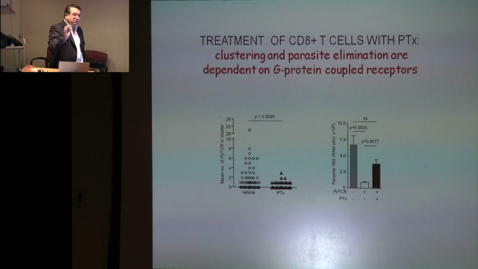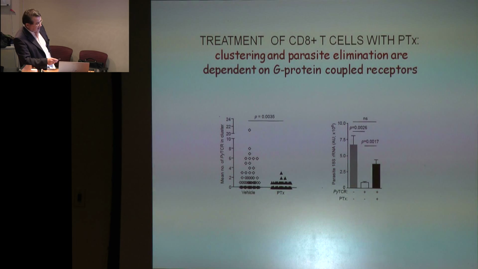Now, this behavior of the CD8 cell is important. It is mediated by molecules. We don't know which molecules they are, but we know that they are, because if we treat the CD8 cells with pertussis toxin before injecting them into the mice, we see that the cells lose the capacity to cluster, even though they go to the liver in equal way. They do not cluster.